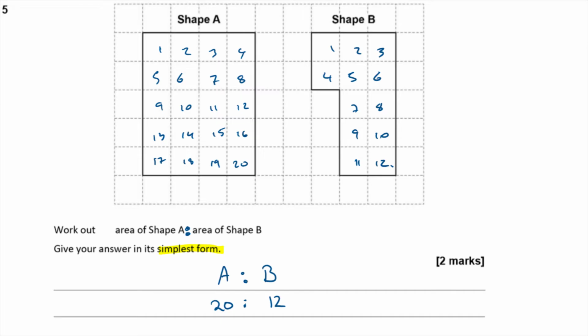So let's divide top and bottom by 4. Well, not top and bottom, left and right, because we're doing a ratio. Divide by 4, divide by 4. 20 divided by 4 is 5. And 12 divided by 4 is 3. So 5 and 3 are both prime numbers, so we're not going to be able to cancel them down any more than that. So the ratio in its simplest form is 5 to 3.